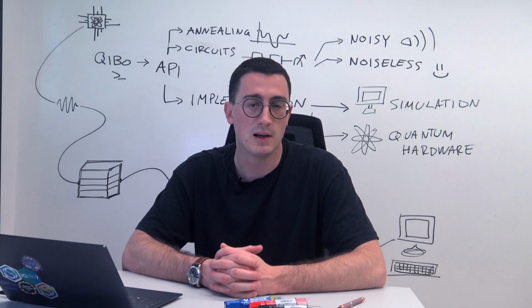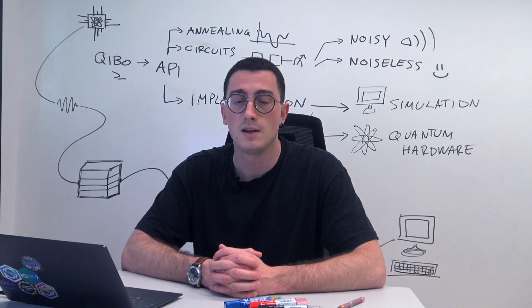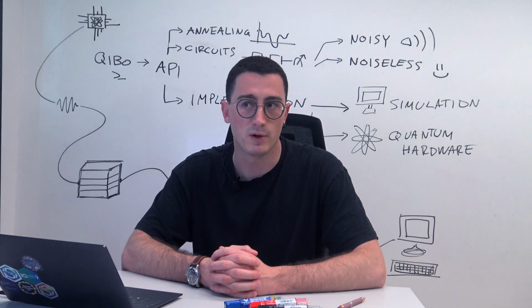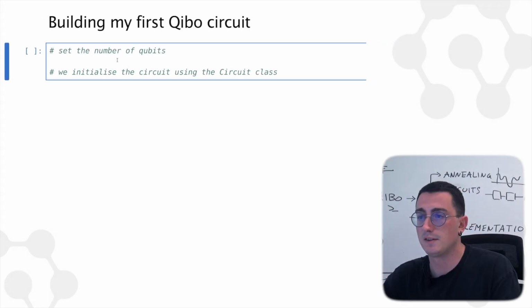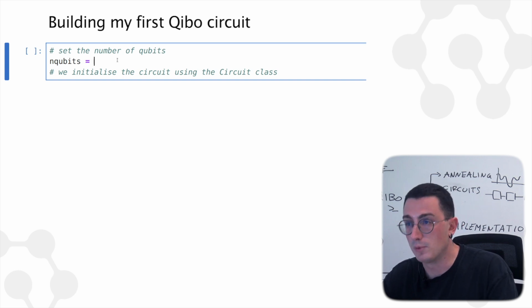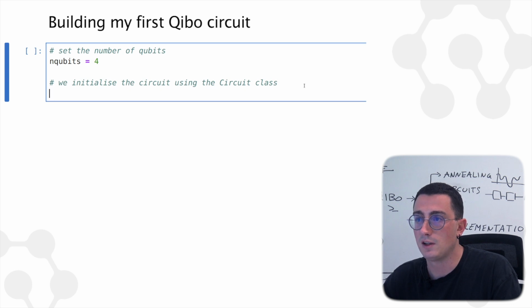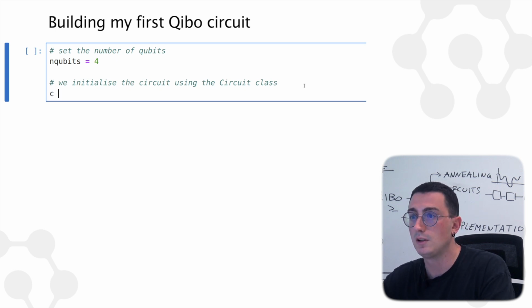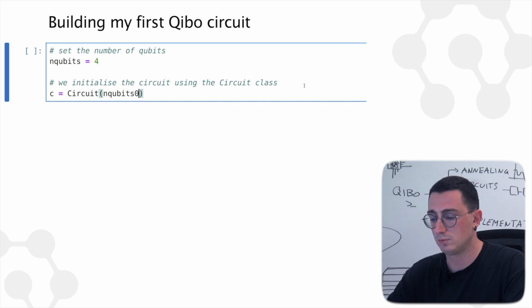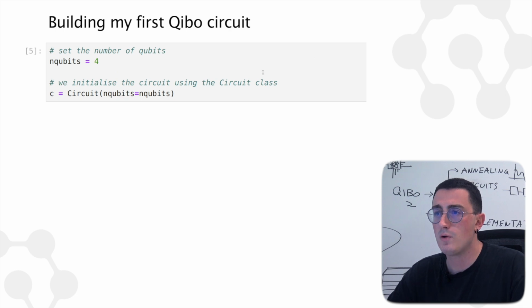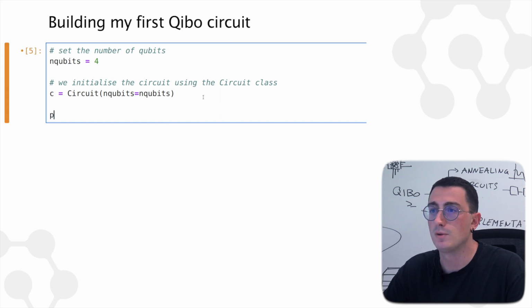So this is the moment of building our first Qibo circuit. And we can start by setting the number of qubits. So we set the number of qubits, for example, to 4. It's just an example. Then we can create our circuit by calling the Circuit class. So c equal to Circuit, and we should set the argument nqubits to be equal to nqubits. Now we have our Qibo circuit, and we can also print it, if you want.